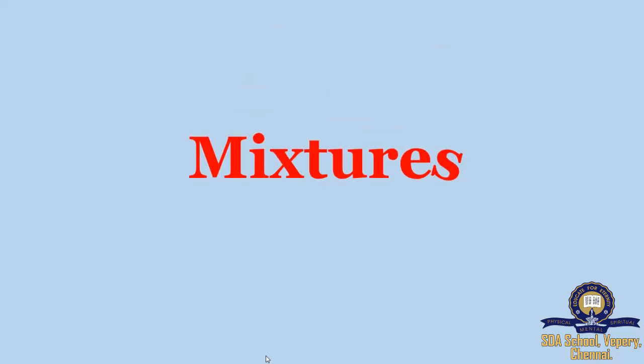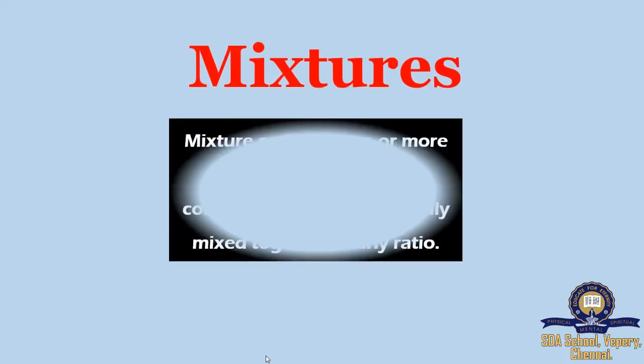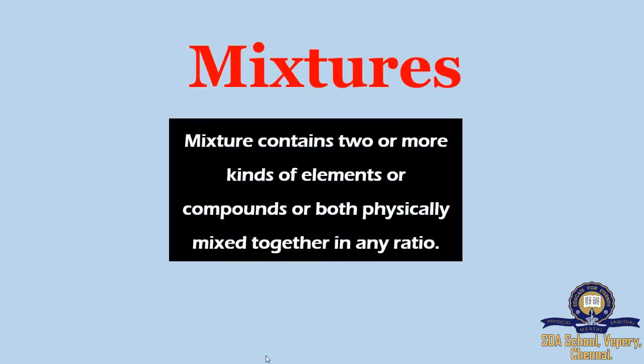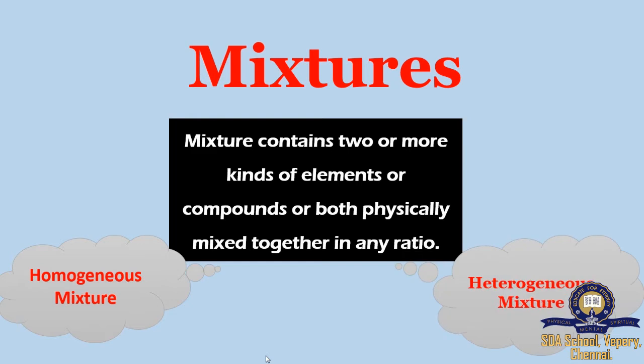In the previous class, we dealt with mixtures, right? So what is a mixture? A mixture contains two or more kinds of elements or compounds or both physically mixed together in any ratio. What are the two types of mixtures? One is homogeneous mixture and another one is heterogeneous mixture. Yes, good. In today's class, we are going to see how to separate those mixtures.